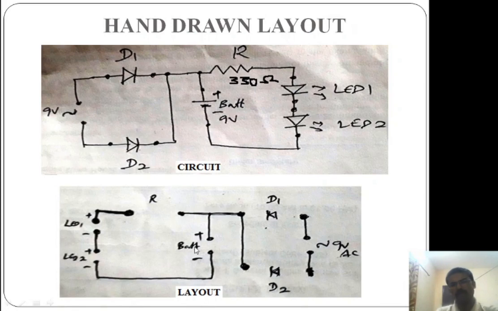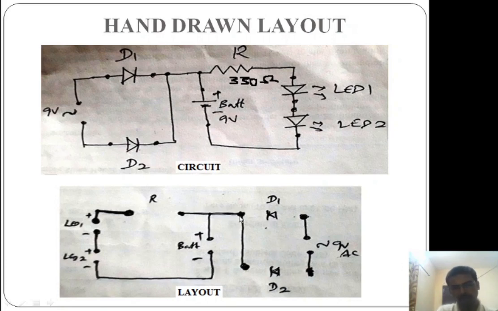See, this layout should be drawn on the bottom side of the board, so it should be in a mirrored fashion, a mirror image of the circuit. See how it looks like. This 9 volt starts here, right? If you mirror this image, what happens? 9 volt comes to the right hand side, and next the diodes D1 and D2 come next to this 9 volt AC. D1 and D2 come in the reverse direction.